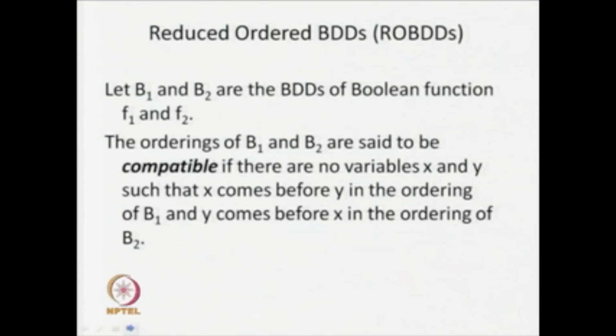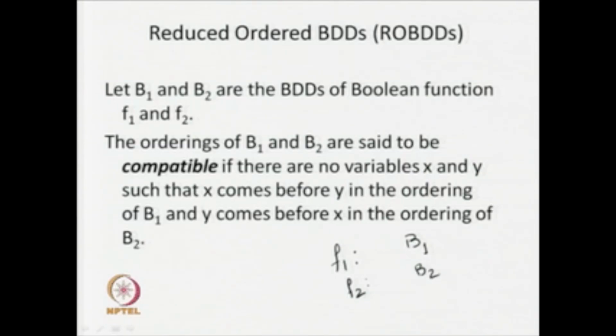Similarly, for the reduced order binary decision diagram, we are saying that if we are having two BDDs B1 and B2, and these B1 and B2 are representing, say, two Boolean functions f1 and f2. Say we are having one Boolean function f1, and this is the BDD representation B1, and we are having another Boolean function f2 and BDD representation B2.